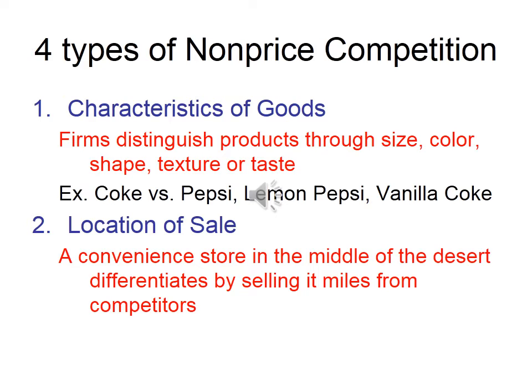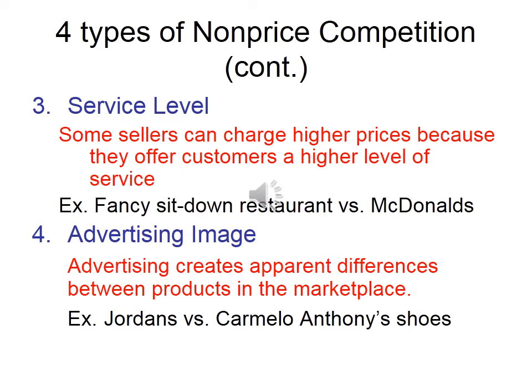Second, location of sale. A convenience store in the middle of the desert differentiates itself from competitors by its location. Third is service level. Some sellers can charge high prices because they offer customers a higher level of service. For example, fancy sit-down restaurants versus McDonald's. The fourth, advertising image. Advertising creates apparent differences between products in the marketplace. For example, Jordan's versus Carmelo Anthony's shoes.